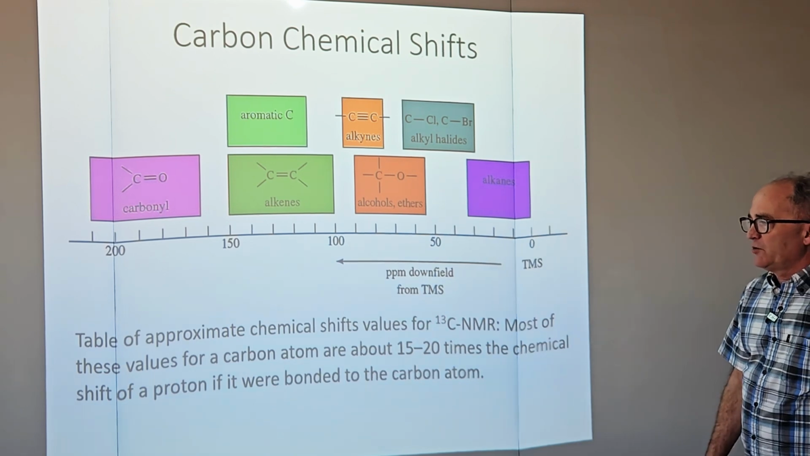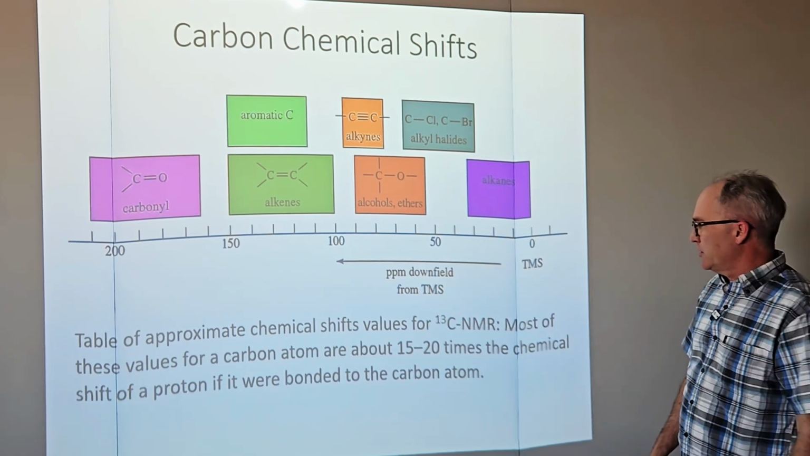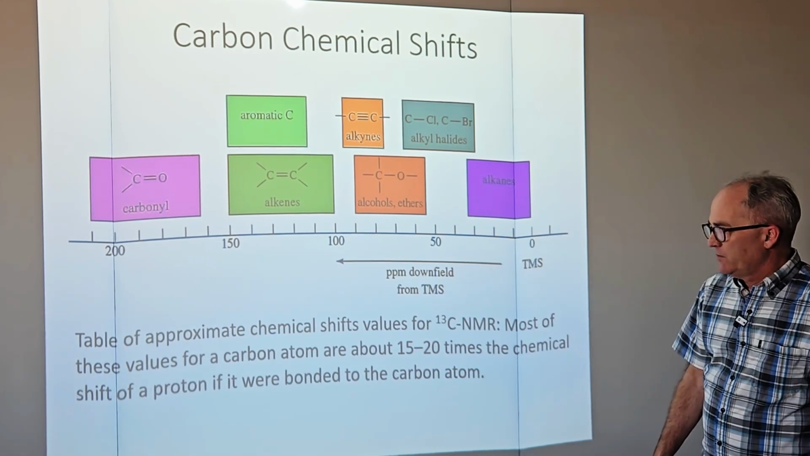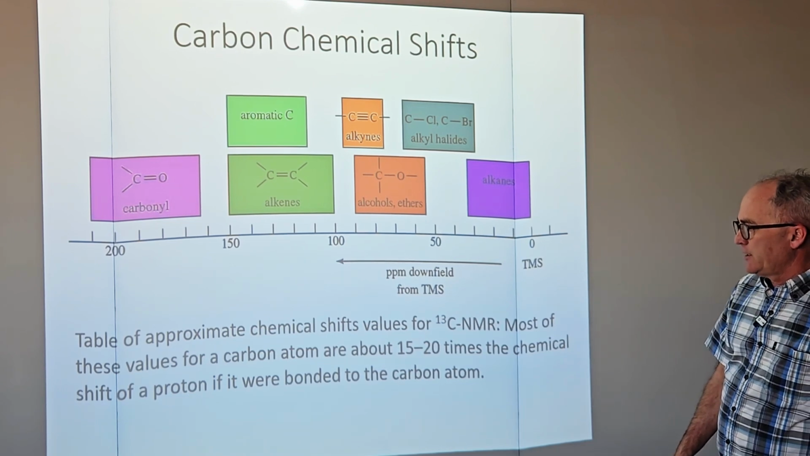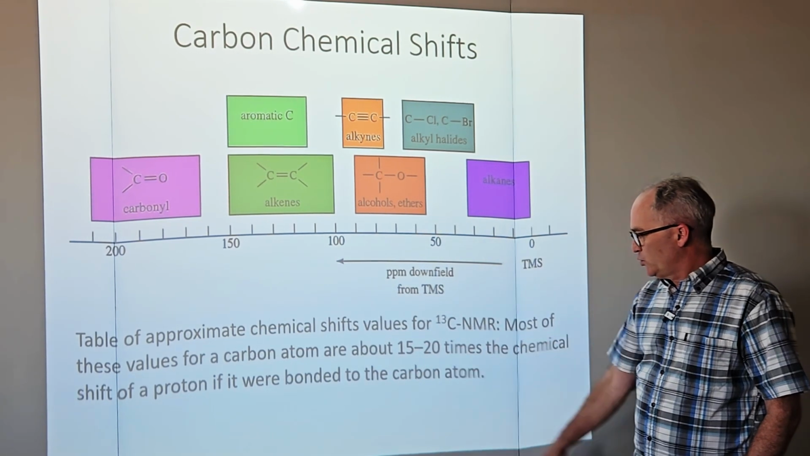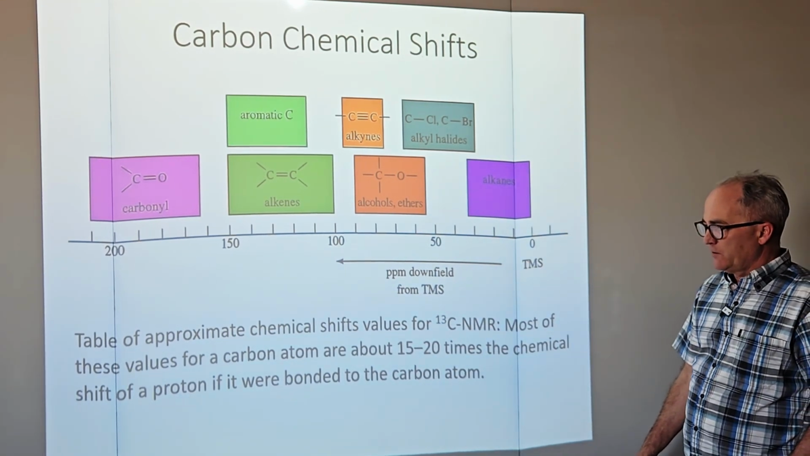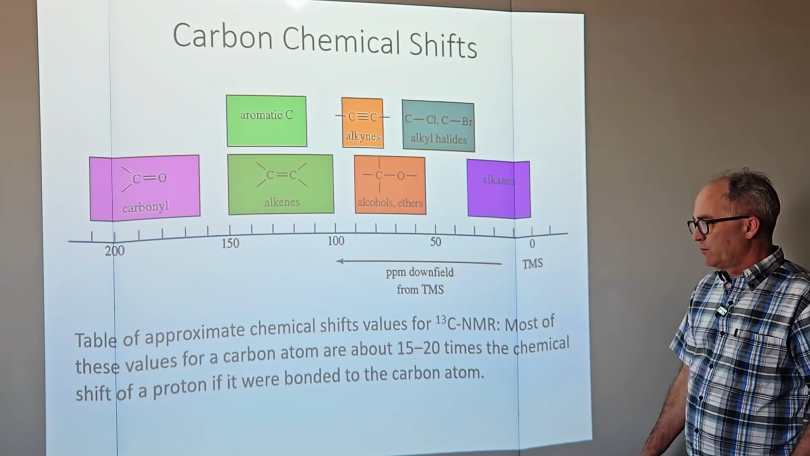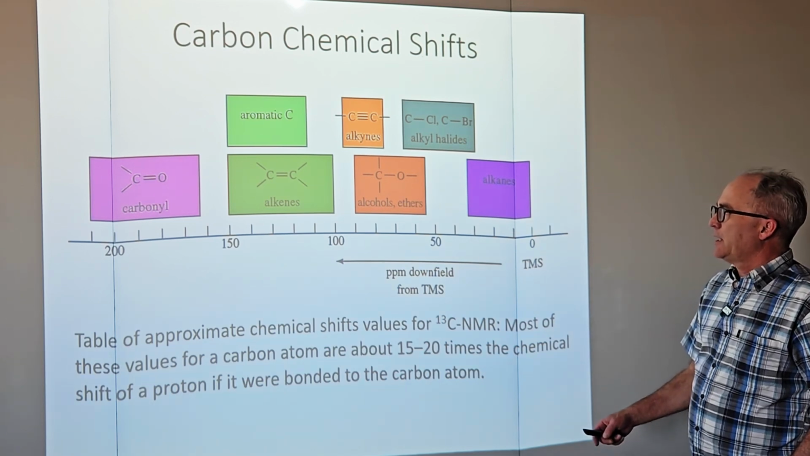So here's a table of approximate chemical shift values for carbon-13. Most of the values for a carbon atom are about 15 to 20 times the chemical shift of a proton if it were bonded to the carbon atom.